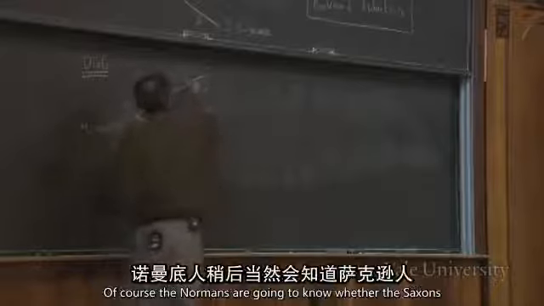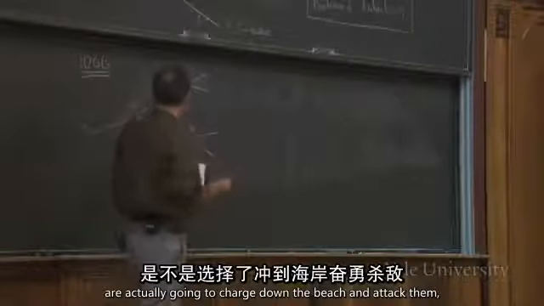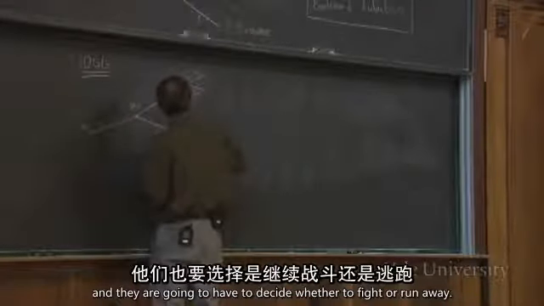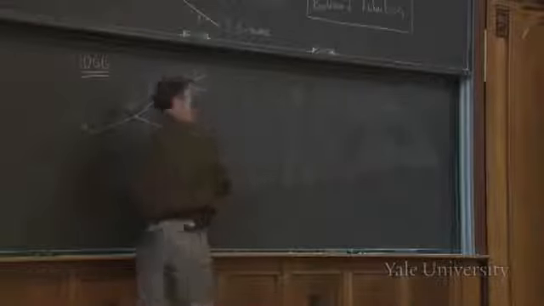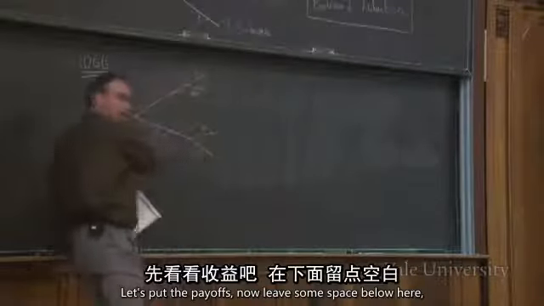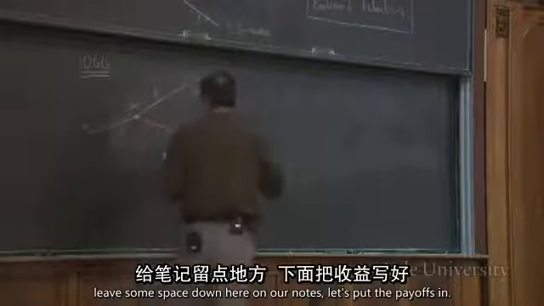And of course the Normans are going to know whether the Saxons are actually going to charge down the beach and attack them, and they are going to have to decide whether to fight or run away. All right? And let's put the payoffs in. Now leave some space below here, down here on your notes.